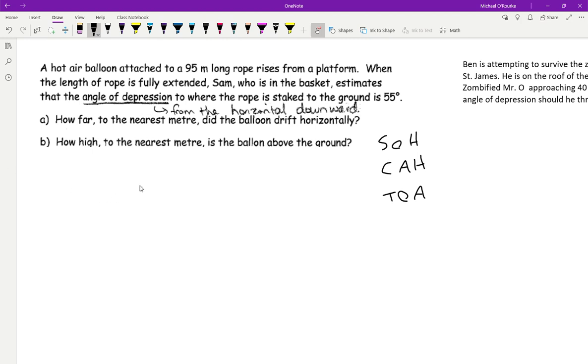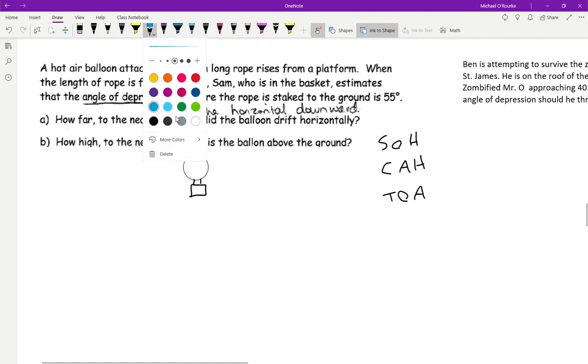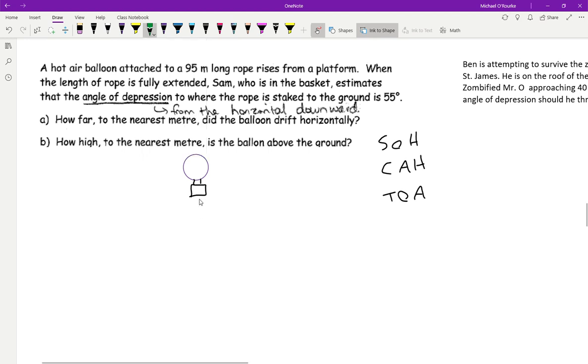Alright. So, there's my balloon. Oh, that's a bad circle. Let me draw a perfect circle here. Think the shape. Perfect circle. Good. So there's our balloon. Now it's attached to a rope. Let's draw our rope. There's no ground. That's fine. So our rope goes down to a platform. Okay?